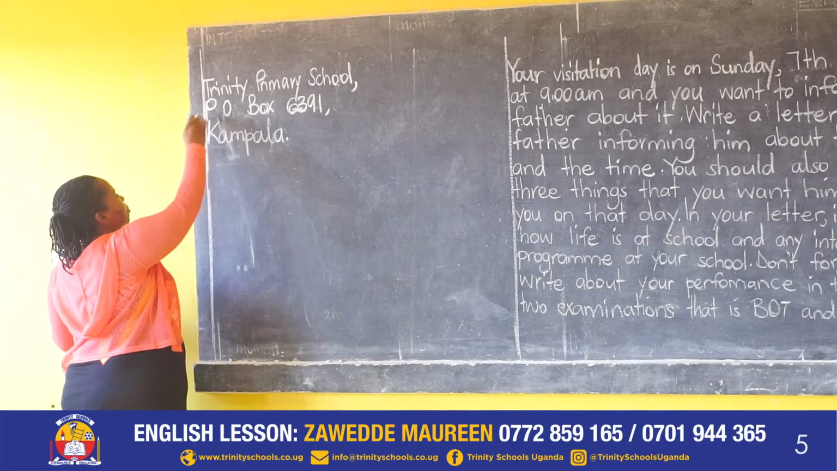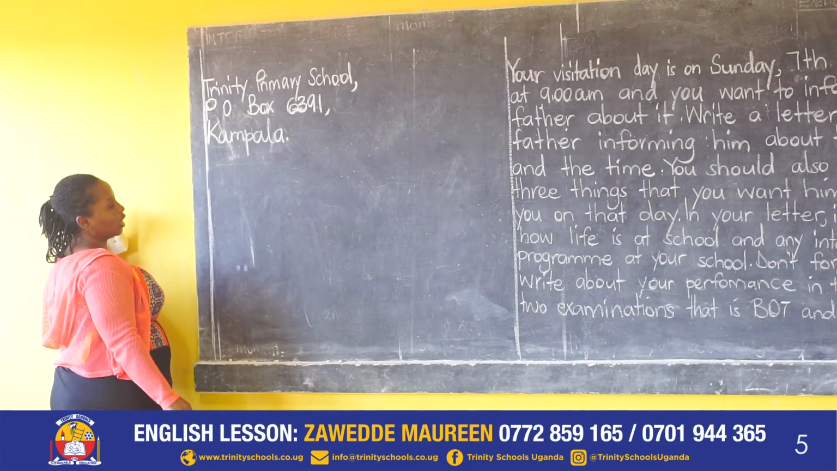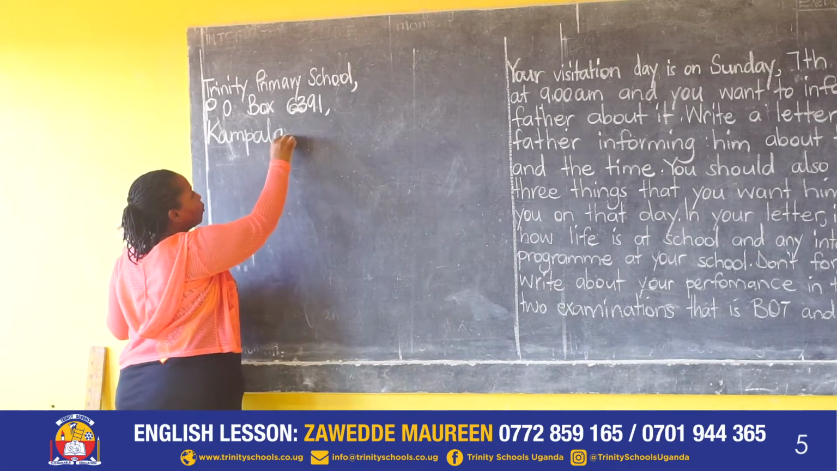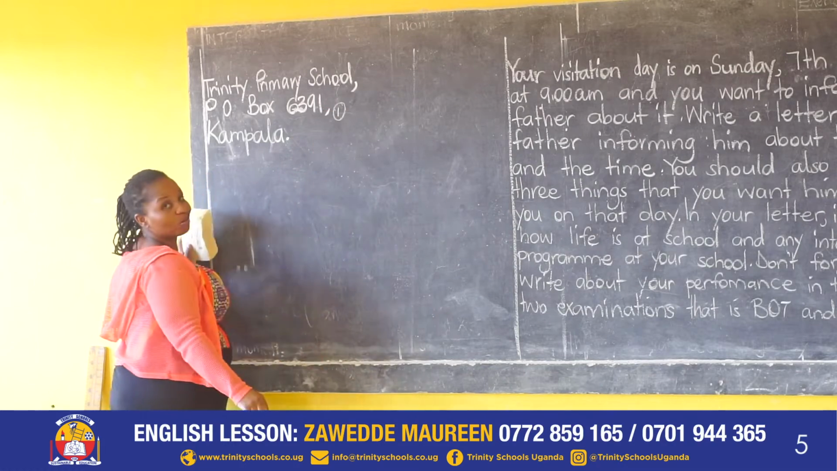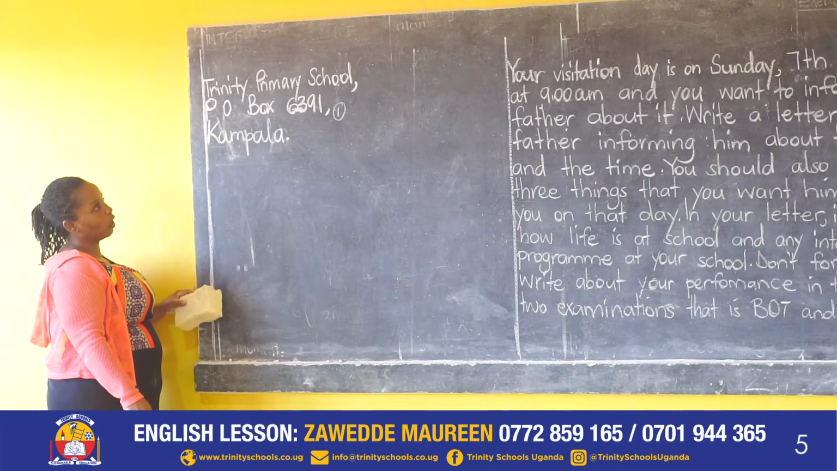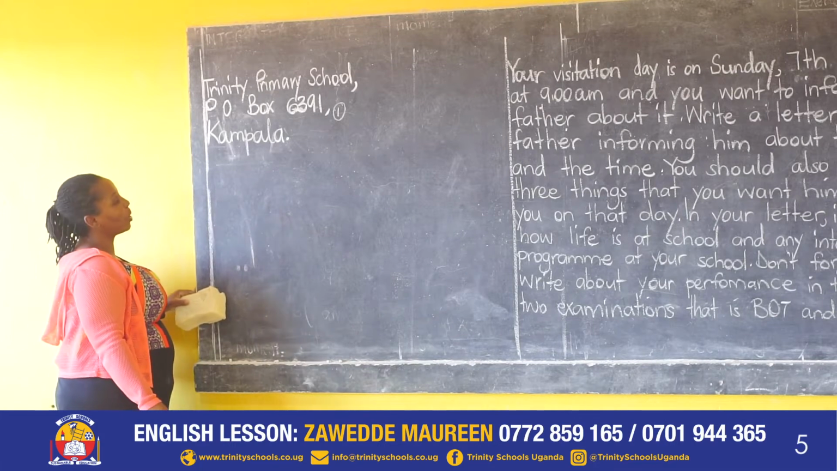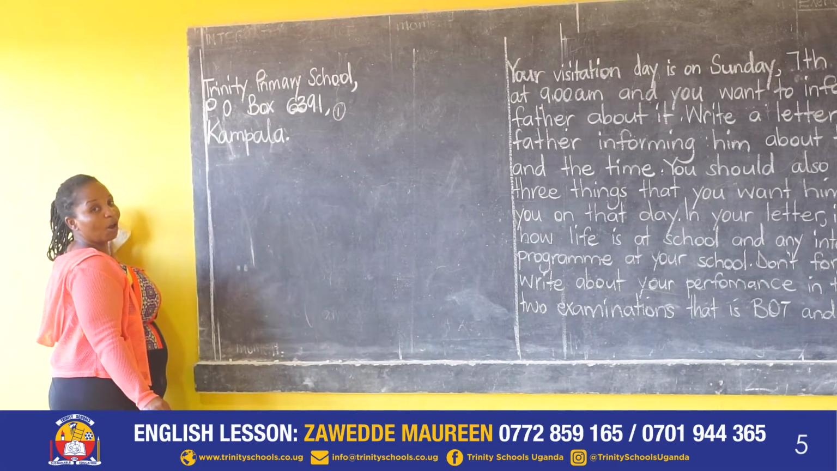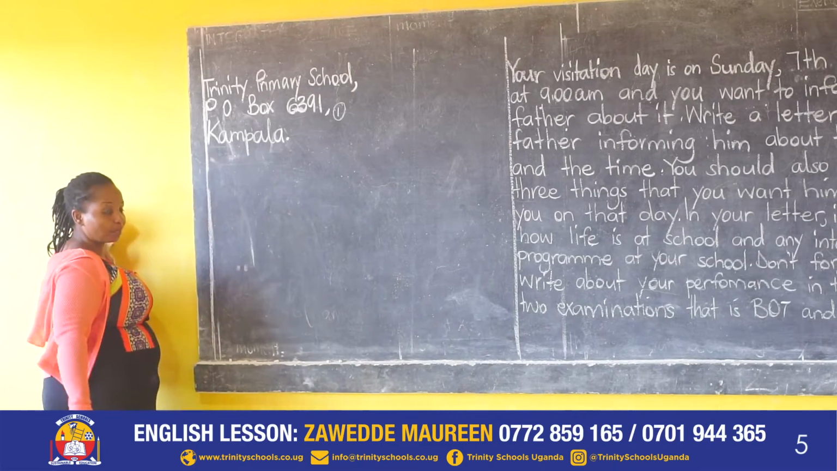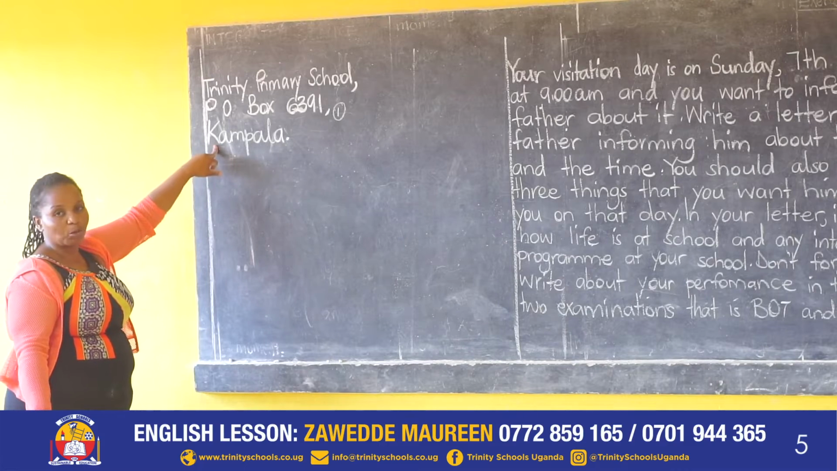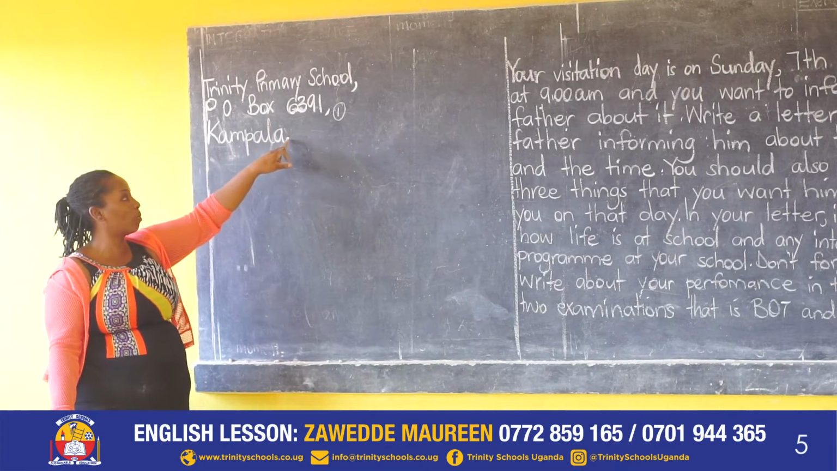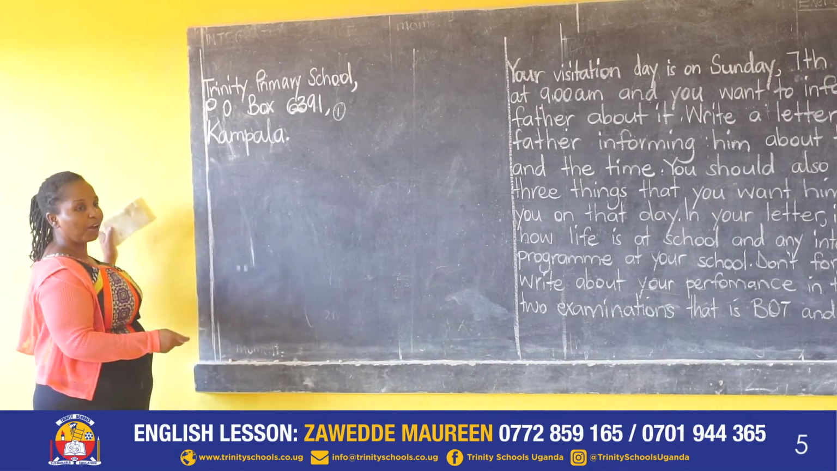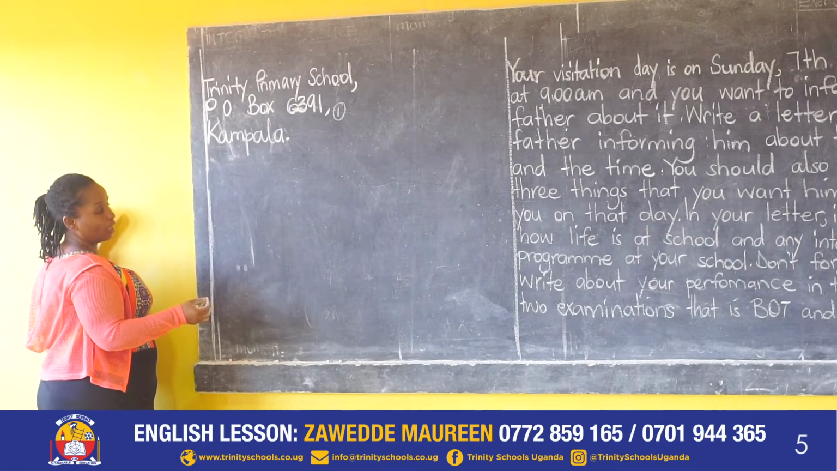So my dear children, we have put our address properly. Check how we have punctuated it. After that, I'll give you one mark if you pass it very well. Check the way I am punctuating the address. So my lovely ones, afterwards I skip a line. After writing the city or major town where Trinity is found, I put a full stop. Then I skip a line and put the date.